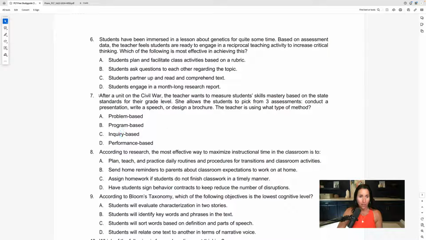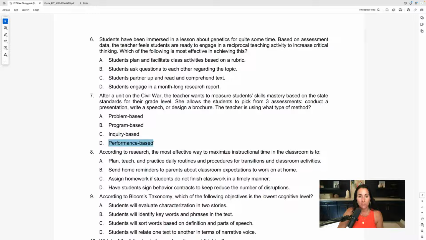I can't eliminate anything. After a unit on the Civil War, the teacher wants to measure students' skills mastery based on the state standards for their grade level. She allows the student to pick from 3 assessments: conduct a presentation, write a speech, or design a brochure. The teacher is using what type of method?